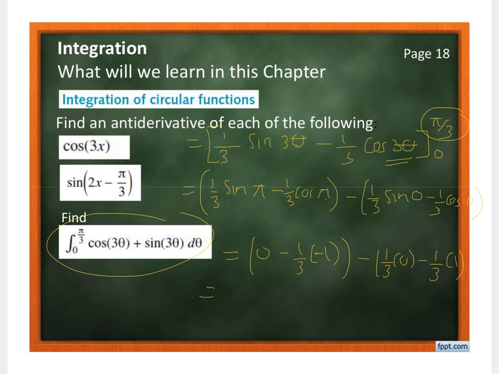So equal 1/3, negative, negative becomes plus 1/3. So the answer is 2/3 square units for number 3.